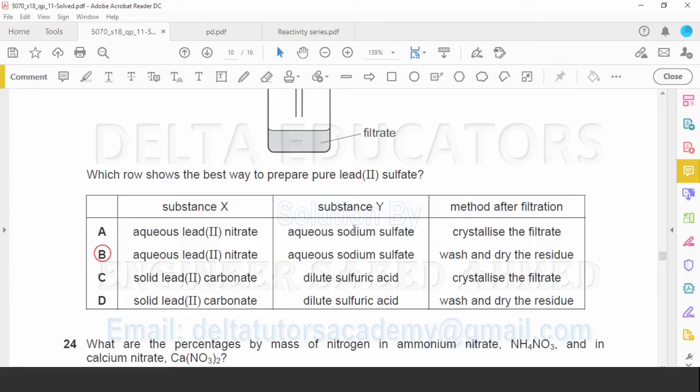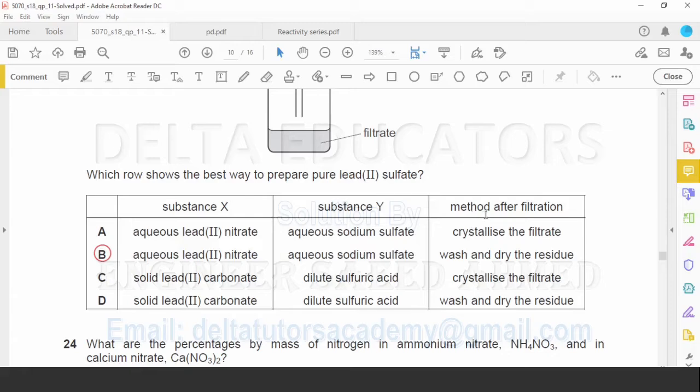Now for the substance Y, it is given aqueous sodium sulfate in A and also in B. Aqueous sodium sulfate is soluble in water. So here our possible options are A and B.